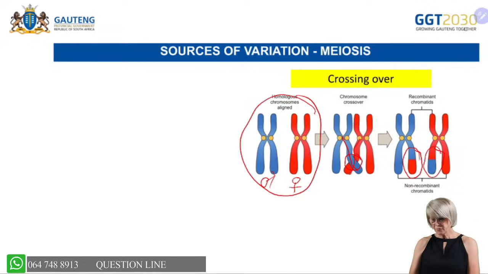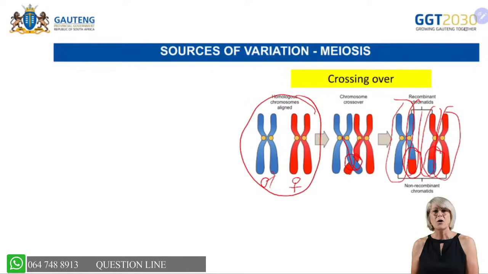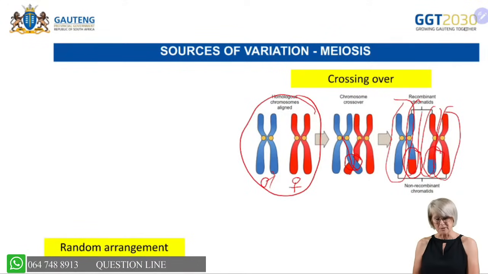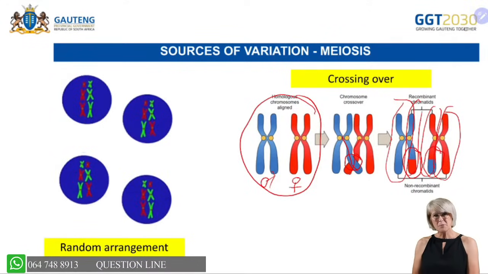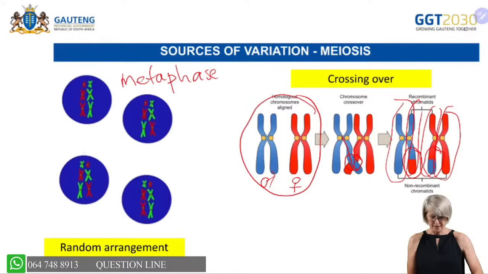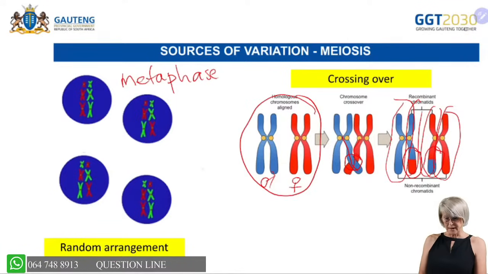DNA. So now if we have a look at the individual chromosomes, each one is different. So that has created our genetic variation. The second source during meiosis is random arrangement. It's during metaphase where the chromosomes line up. It can either be in metaphase 1, which is indicated in this diagram, or it can even be in metaphase 2.